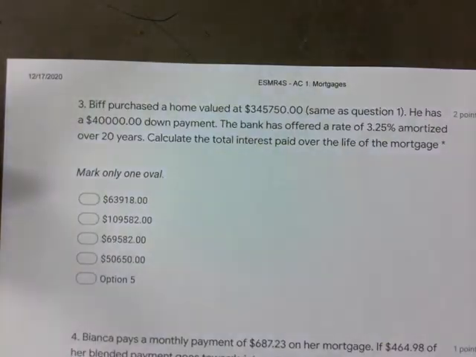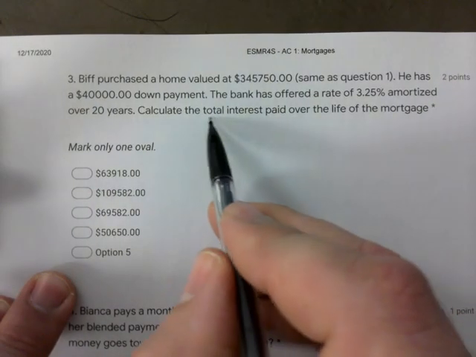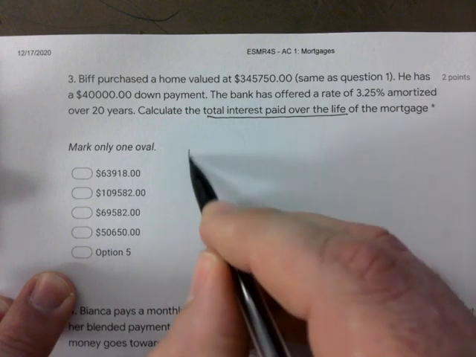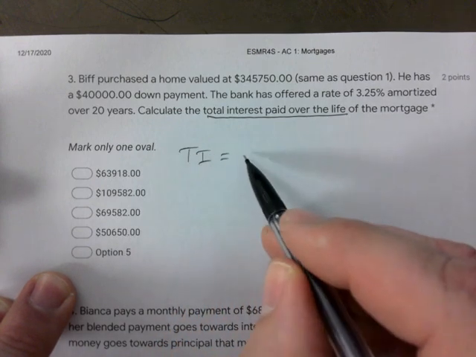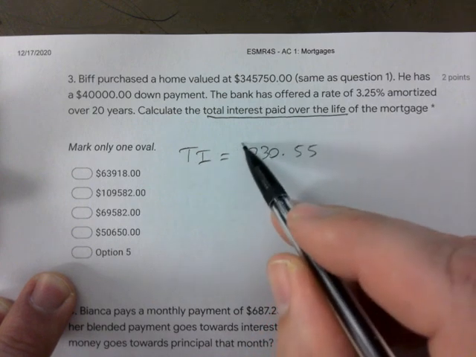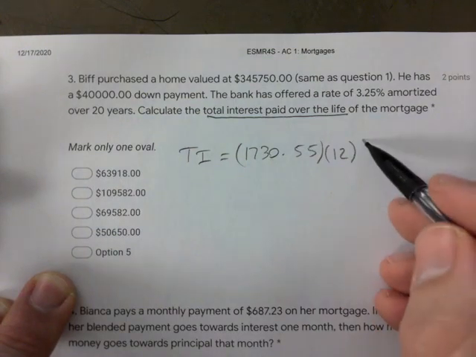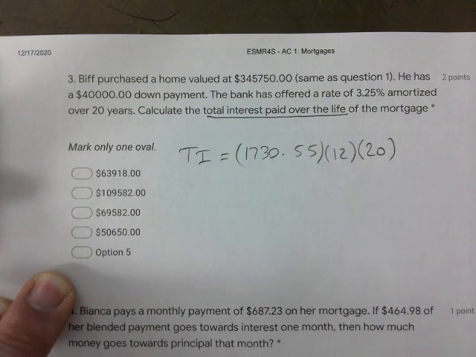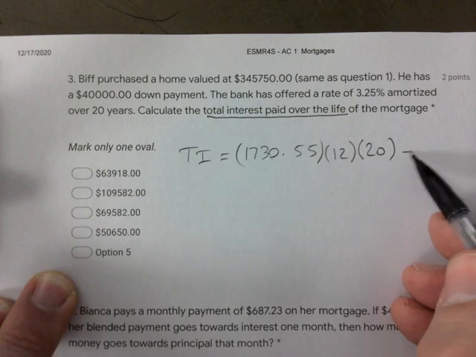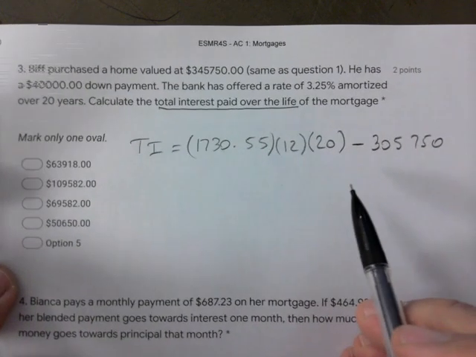Backside, same mortgage, same as question 1. It says the total interest paid over the life of the mortgage. Total interest is the payment times 12, because there are 12 months in a year. Then you multiply it by the number of years that we're talking about, so it's 20. You have to subtract the original loan from it, right? So this is 305,750. Sorry, you can see that, right?